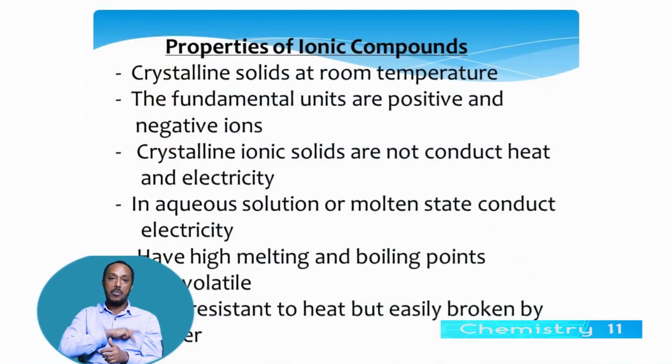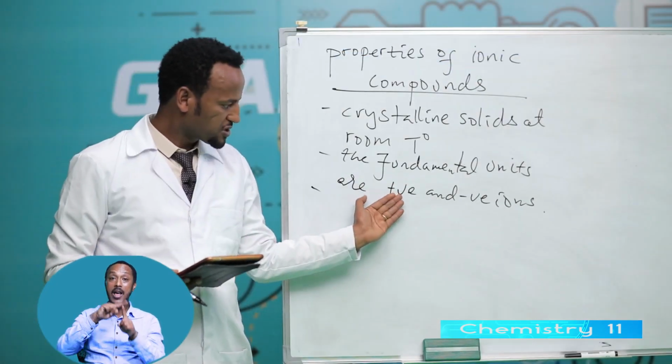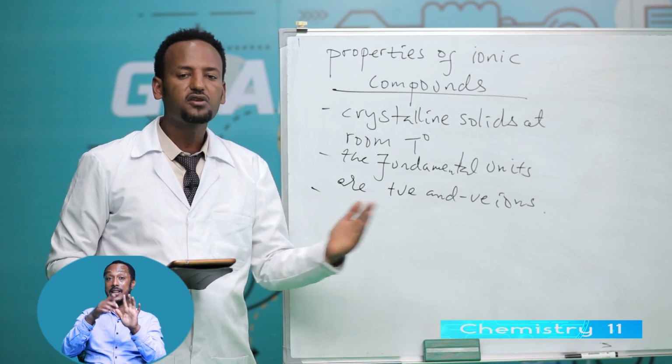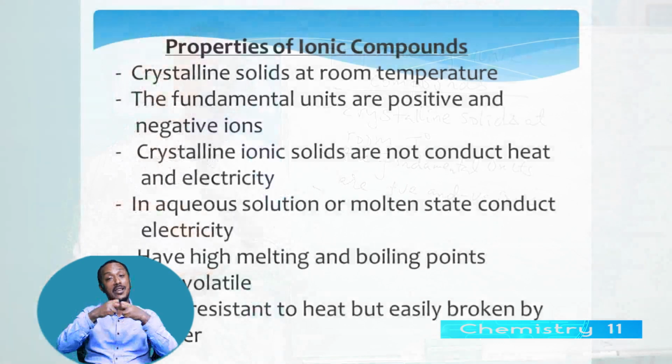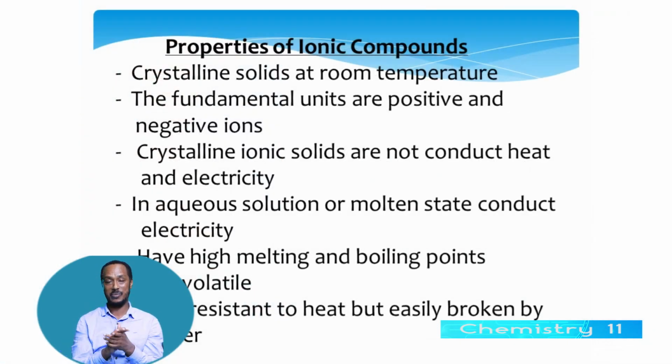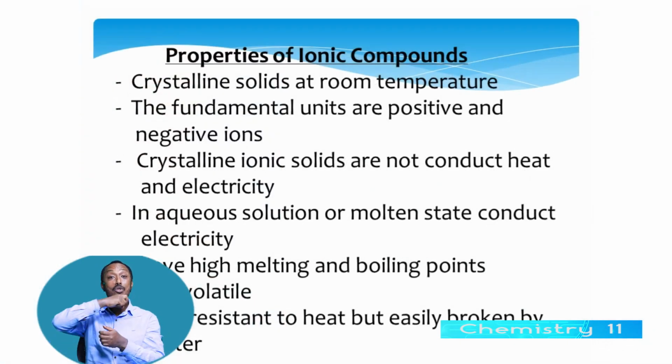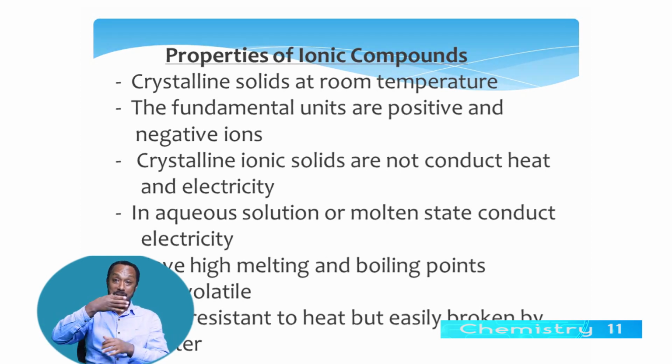The other properties of ionic compounds are: crystalline ionic compounds do not conduct electricity. Why? Because they contain positive and negative ions, but the ions are not freely moving. Therefore, ionic compounds in solid state or crystalline form do not conduct electricity. But ionic compounds in molten state or in aqueous solution conduct electricity.